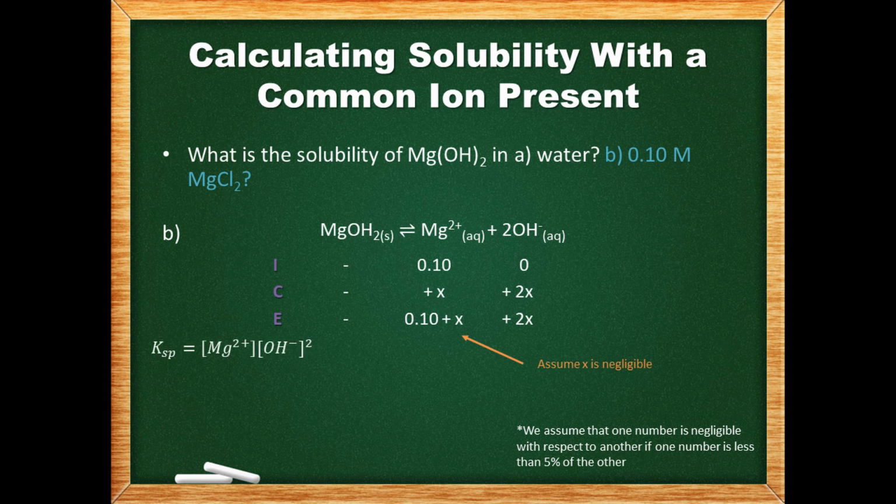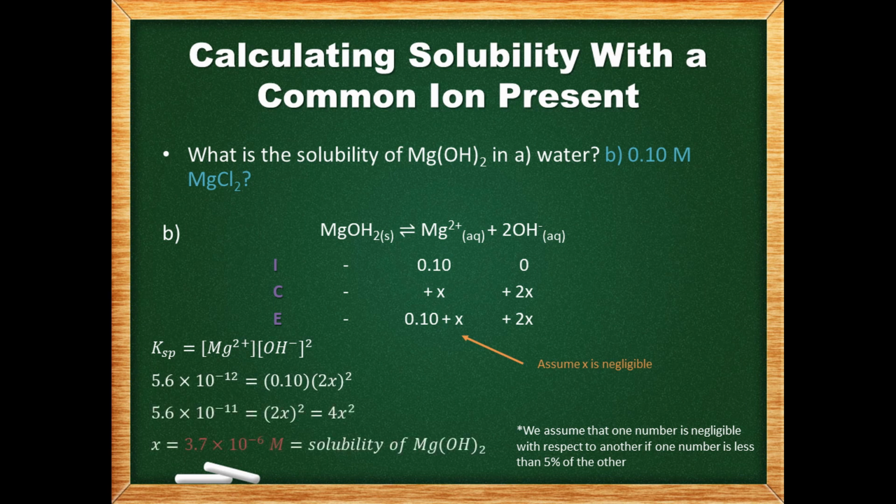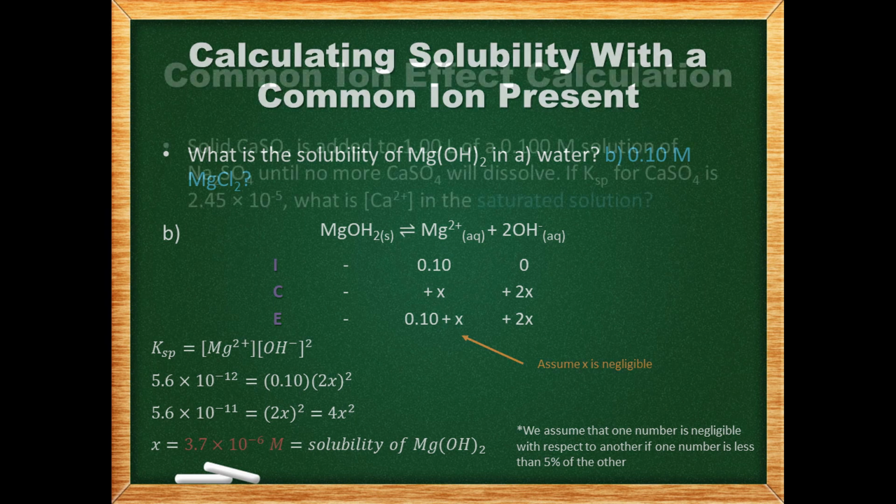We then write the KSP expression and plug in the values from the ICE table. Our value for x is equal to the solubility of magnesium hydroxide in 0.10 molar magnesium chloride. Since 3.7 times 10 to the negative 6 is certainly less than 5% of 0.10, our assumption that x was negligible with respect to 0.10 was valid.